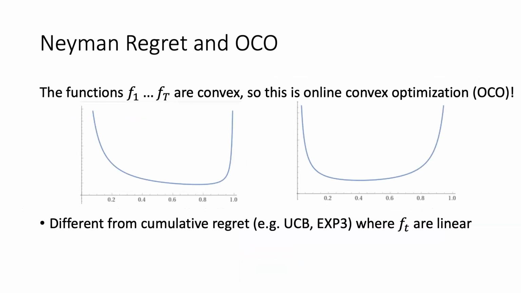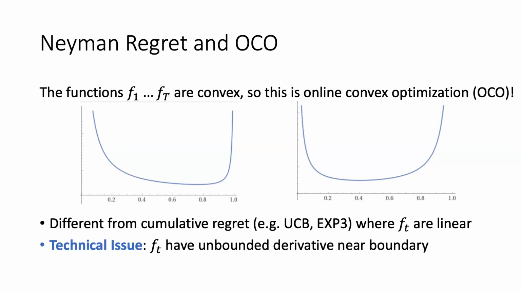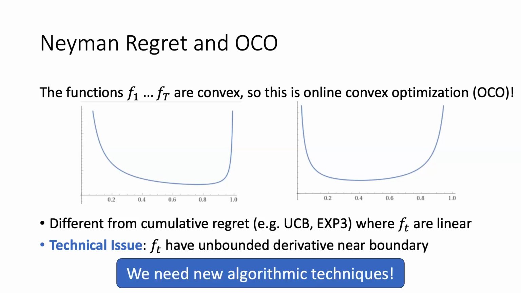The first is this is different from cumulative regret, like always doing the best action in terms of utility in hindsight, because we're trying to estimate the means, not play the best arm. Two different things. And in that setting, the functions are linear. Now, a technical issue is that these functions have unbounded derivative near the boundary. And so that means that standard OCO algorithms won't be working here. And I'll show you why that's an issue. So we have to have new algorithmic techniques.